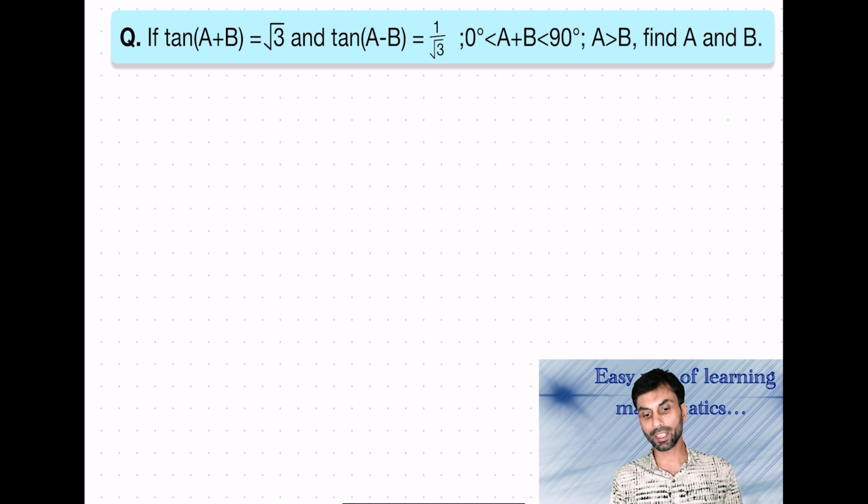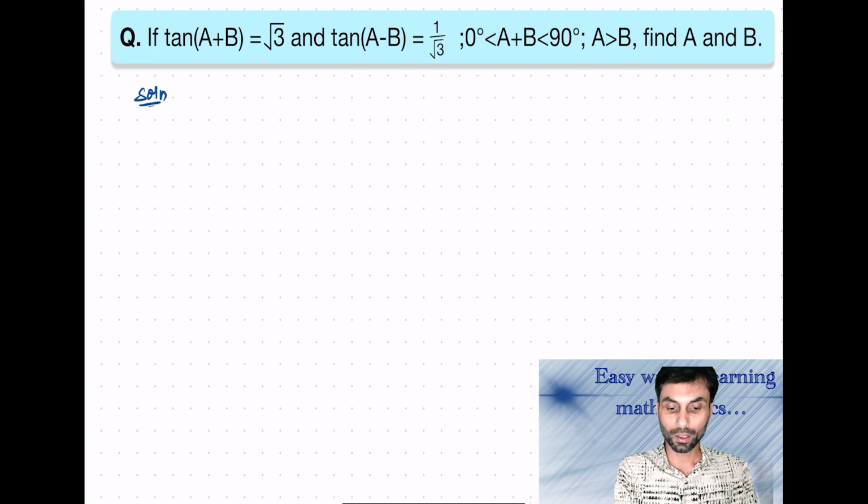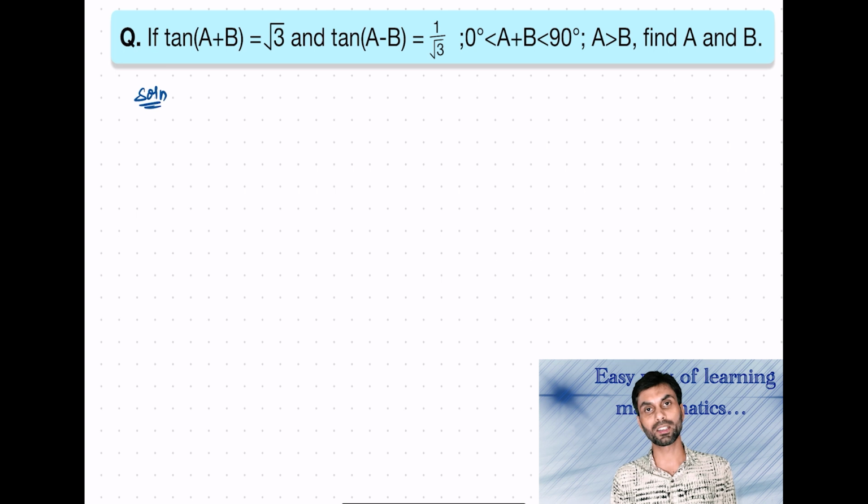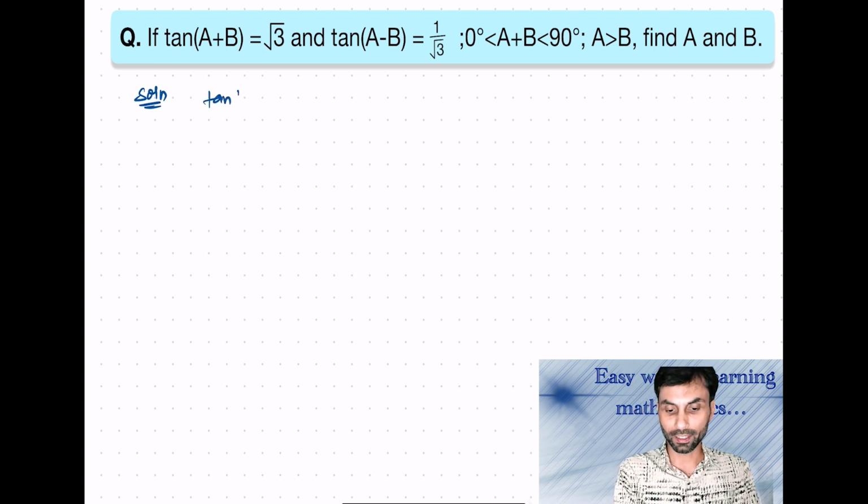Next question is, if tan A plus B is root 3 and tan A minus B is 1 upon root 3, where A plus B lies between 0 to 90 degree and angle A is greater than angle B, we have to find the value of A and B. Now here, what we'll do is we'll use the concept where we have discussed that as long as the angle remains the same, the value of the trigonometric ratio does not change.